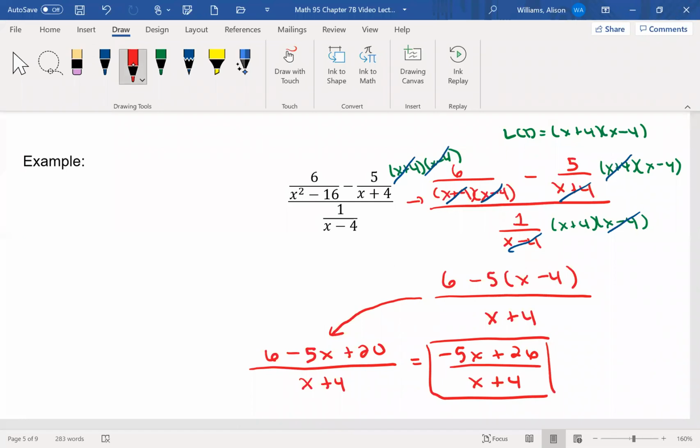So when we have to factor, we'll factor first and then go through the process of finding the LCD, canceling, and then simplifying completely before we try to do any sort of simplification for the whole thing. And that is complex fractions.